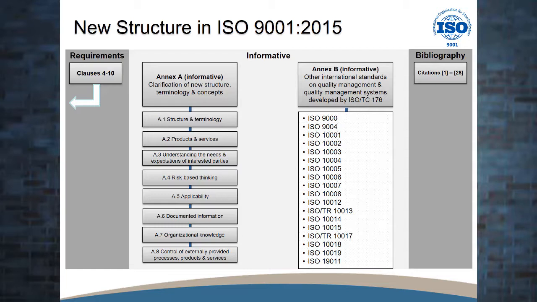Annex B, you can see all of these other documents that TC 176 is involved in, which TC is the technical committee, 176 is the technical committee number assigned to the folks that are writing the 9001 series and some of these other standards. And then the final section is the bibliography and the citations.